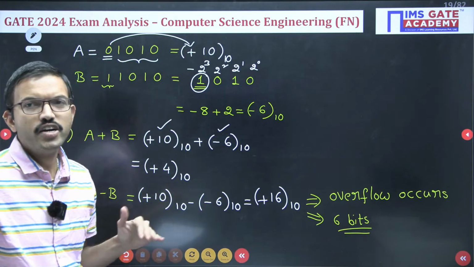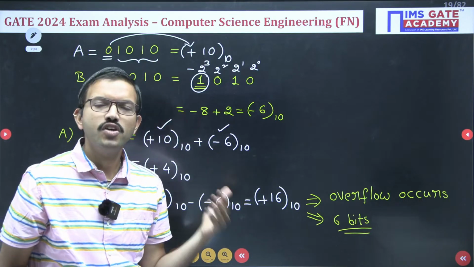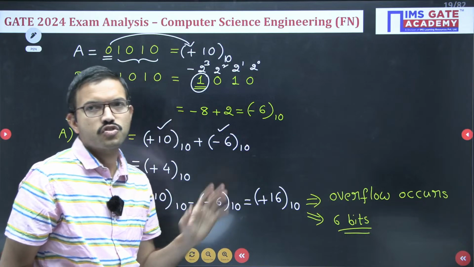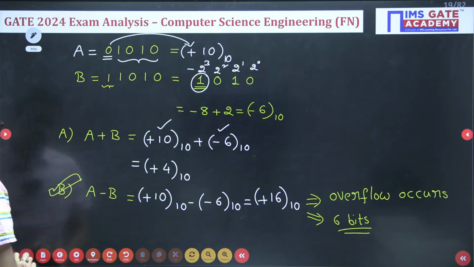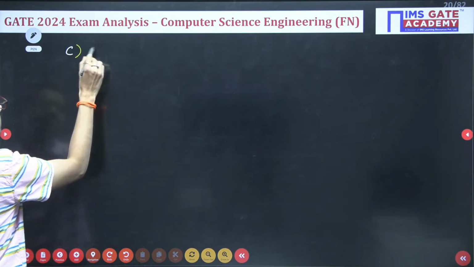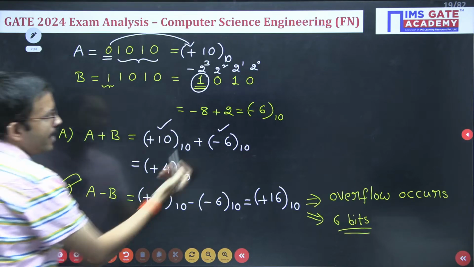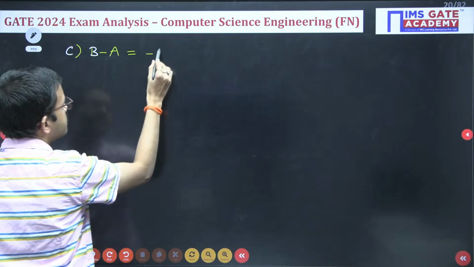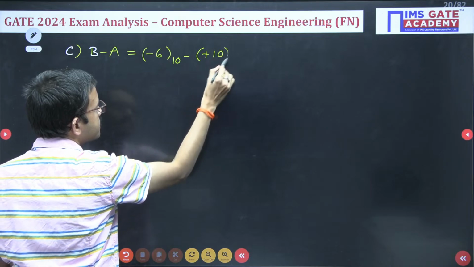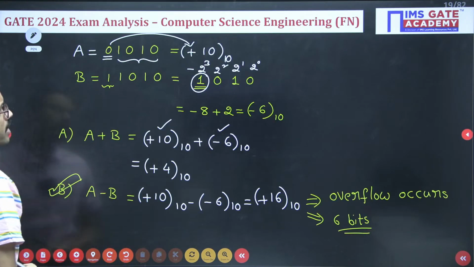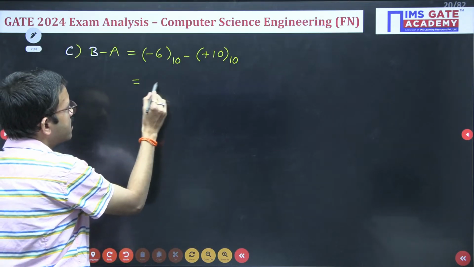Now let us verify option C and option D, whether overflow occurs in those cases or not. For understanding purposes, let us solve. In option C, they have given B minus A. So B value is minus 6, minus A value is plus 10. Now here minus 6 minus 10 is nothing but minus 16.